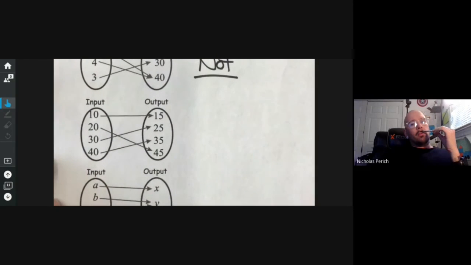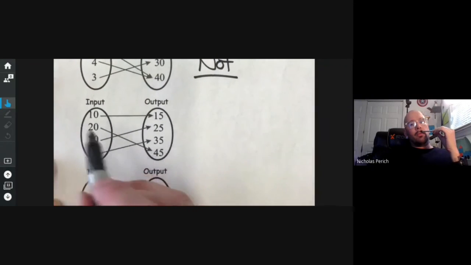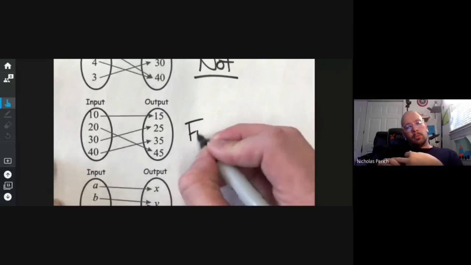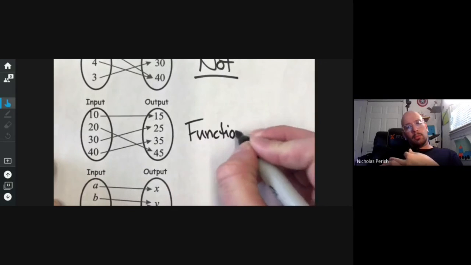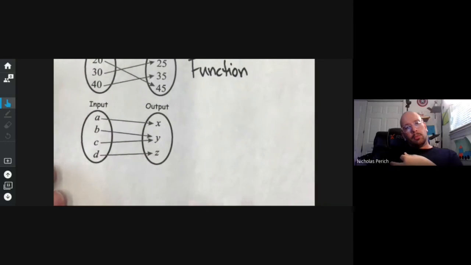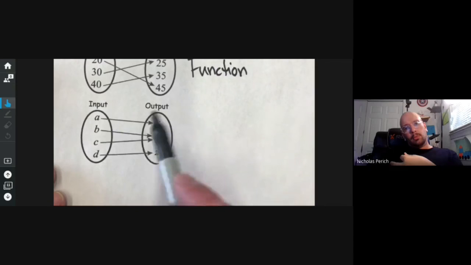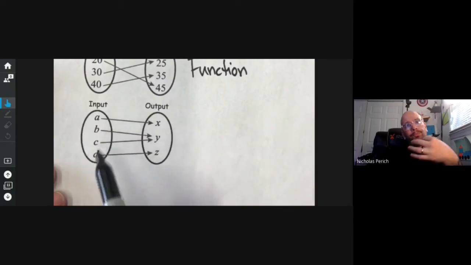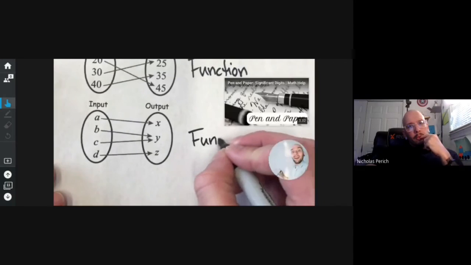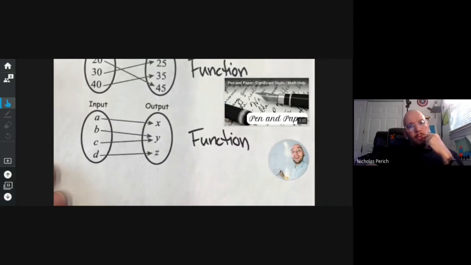The middle one, I have 10 going to 15, 20 to 45, 30 to 25, 40 to 35. Every x value has its own y value. So this is a function because you don't see a member of the output repeating. Similarly, the next one, you might think that this is not because y over here is used twice, but I don't care how many times the output's used. I only care if every input is used once, and according to this, it is. So that guy right there is also a function.